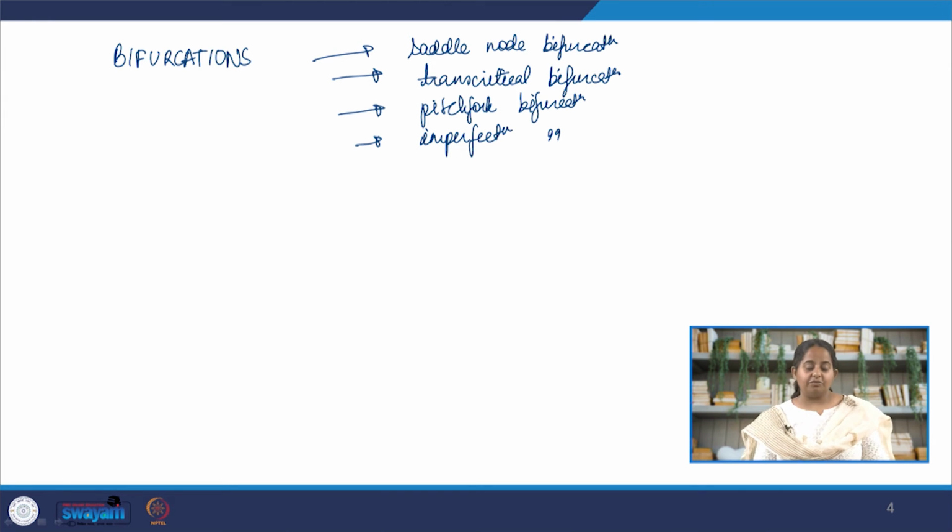However, in case of 2D bifurcations, we have other kinds of bifurcations too that we'll be discussing in the upcoming lectures, like Hopf bifurcation, which is very important. Let's start with saddle node bifurcation.